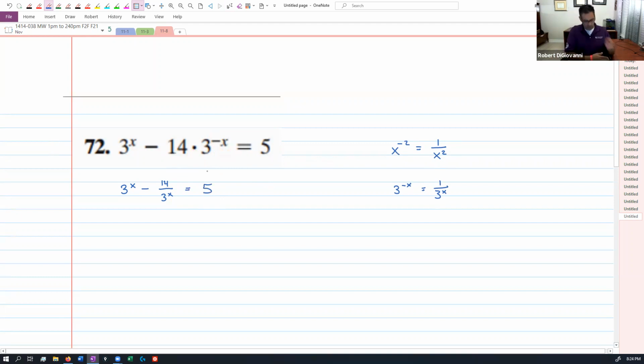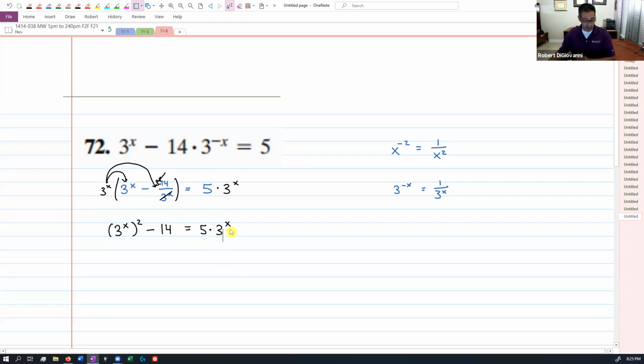Okay, now critical step. I'm going to multiply both sides of the equation by 3 to the x. When I do that and distribute here to here, I have 3 to the x times itself, so that's 3 to the x squared. When I multiply here to here, I get a 3 to the x on top times 14, and it cancels with the 3 to the x on the bottom, which leaves me with just minus 14. And then equals, on the other side, I multiply those two together, but I can't multiply them because of order of operations. I have to leave the 5 and 3 separated. I cannot make that a 15.